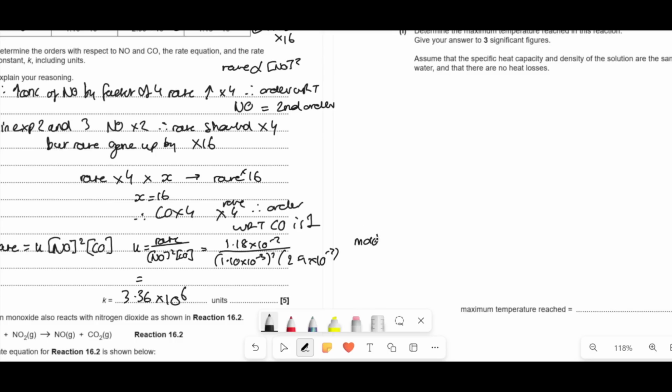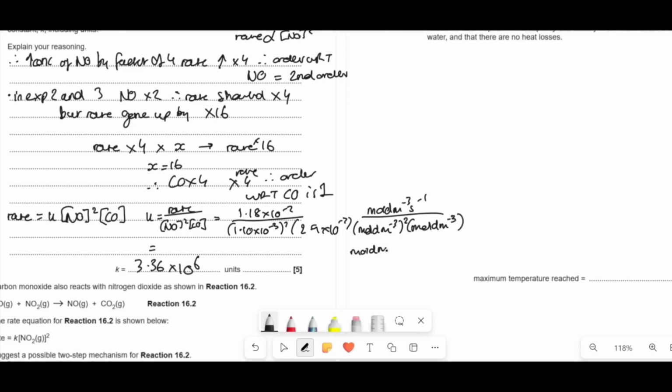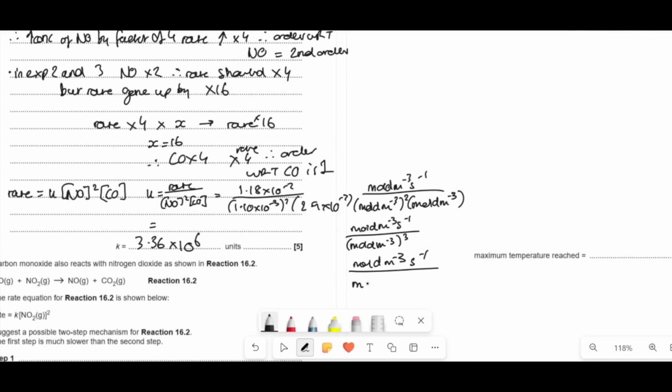So that's in moles per decimeter cubed per second divided by moles per decimeter cubed squared times moles per decimeter cubed, right? Tidy this up a bit. Mol dm^-3 s^-1 over mol dm^-3 cubed, and then 3 times 2. You add the indices when you're multiplying them, so cubed. So that's going to be mol dm^-3 s^-1 divided by mol^3 dm^-9, because you're multiplying those now.